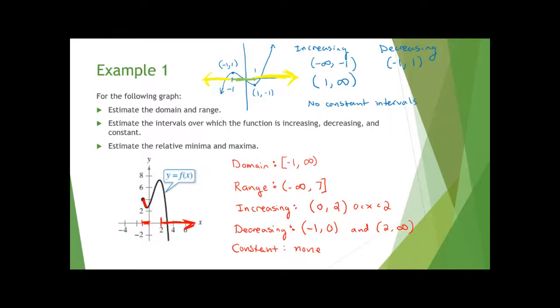So that's our second example there. And then next on here it says estimate the relative minima and maxima. And so the endpoints don't count. So I'm going to erase what I have on my graph here so that I'm going to just point it out here. So my low point, that would be a relative minima, or a minimum because there's just one of them.